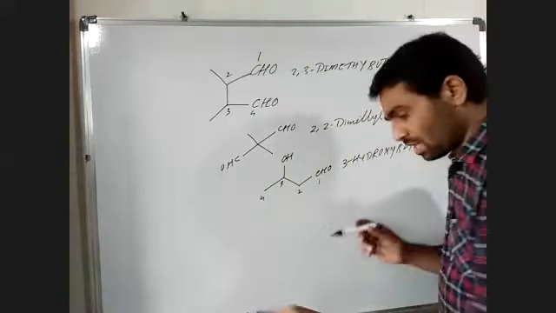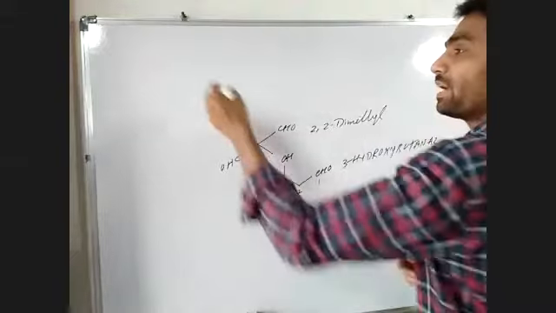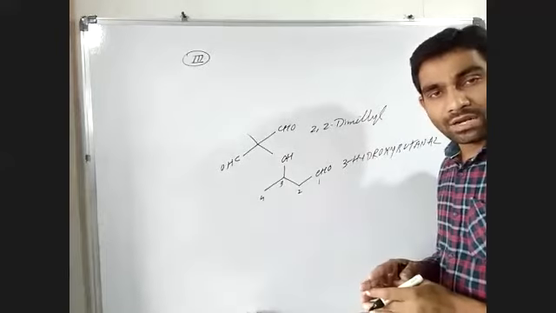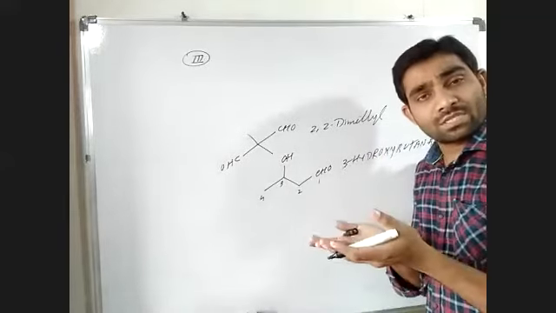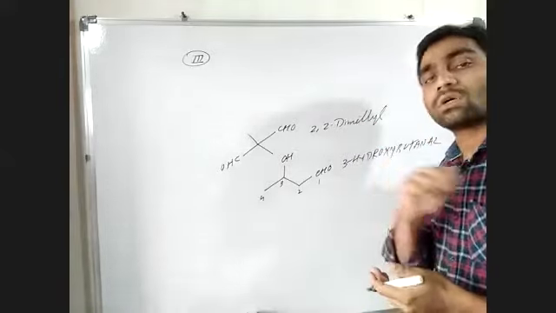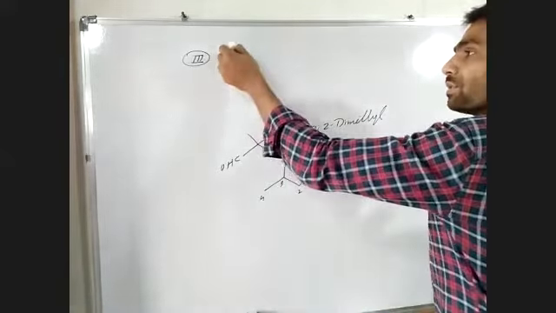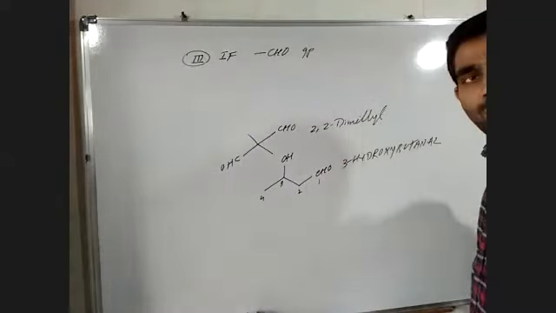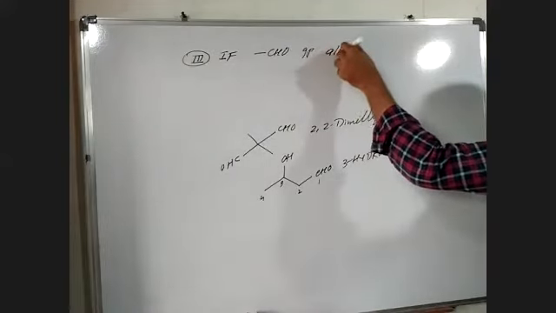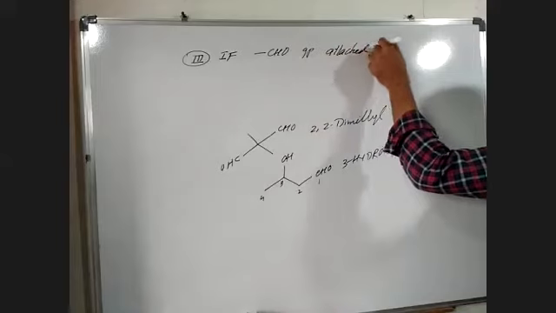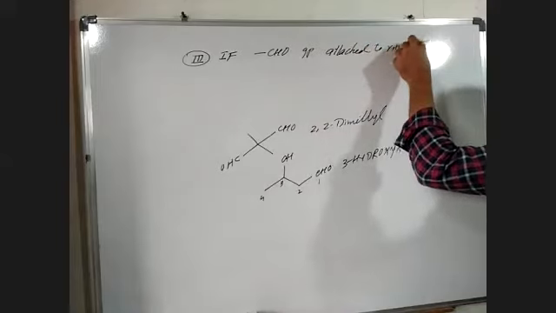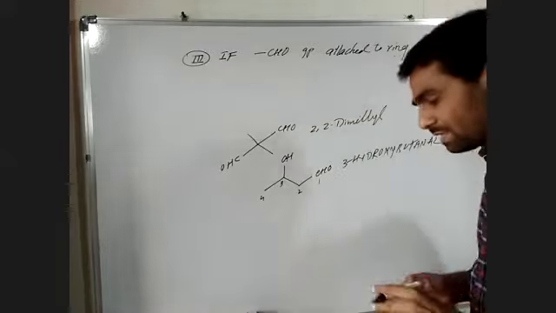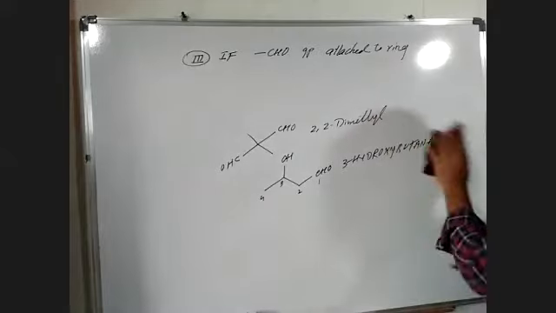Let us have a third idea about aldehyde. First idea, general examples. Second idea, 2 CHO. Third example, if the CHO group is attached to a ring, then what will be the name?